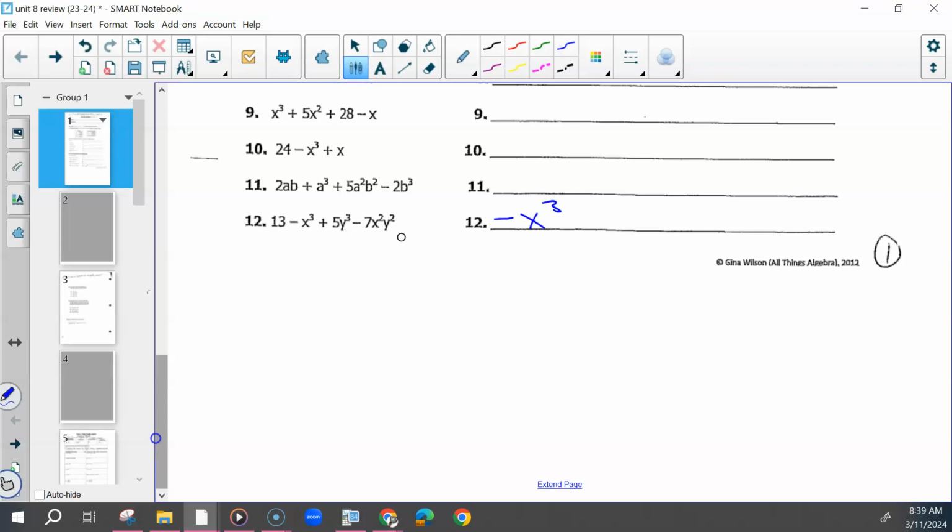So ABC order first and highest exponent, negative x to the third. Then anything that has an x, negative 7x squared y squared. Then the next variable, because we don't have any more x's. Y to the third, 5y to the third, and then our constant 13. Number of terms, this would be a polynomial, specifically using the term, not the umbrella term. And then degree for this one would be weird, but you wouldn't get a degree question with a combined thing like this. But it would be 4 because of this one.